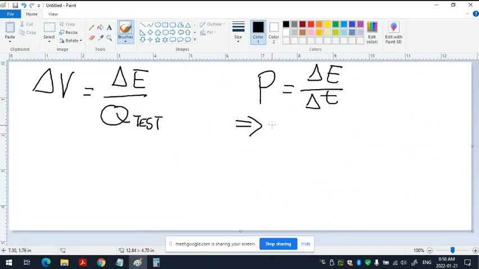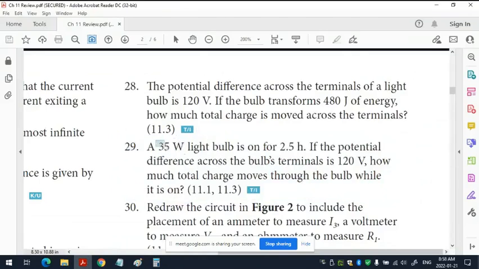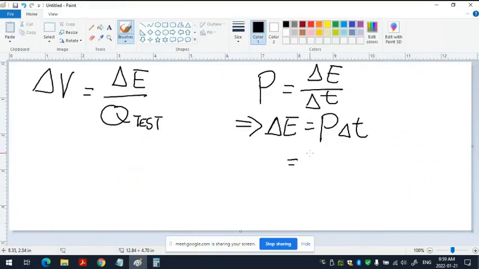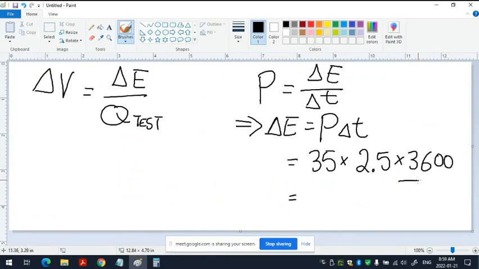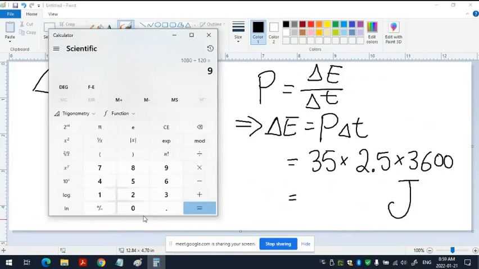Exactly. So the first thing is delta E equals P delta T, which is how much? What was the power? The power was 35. I need to convert to what? Convert to what? Seconds. Okay. 35 times 2.5 times 3600. All right. Let's see how many joules we're talking about. 35 times 2.5 times.